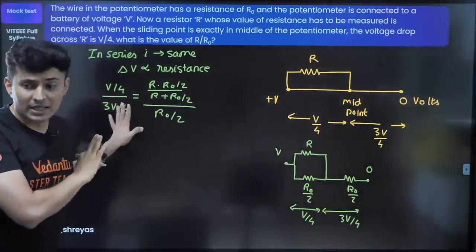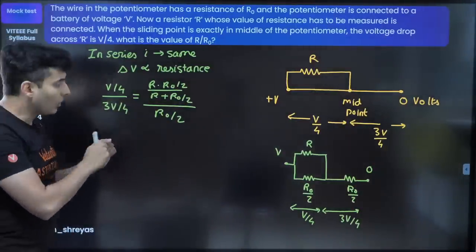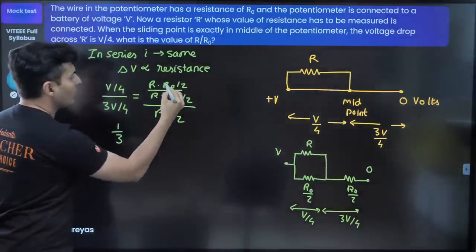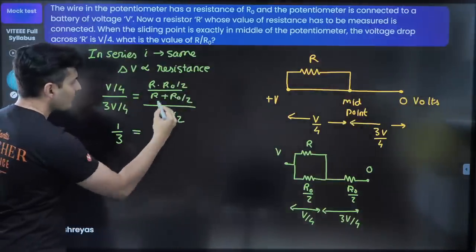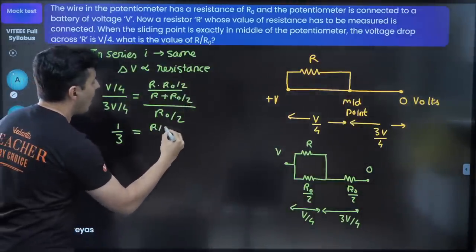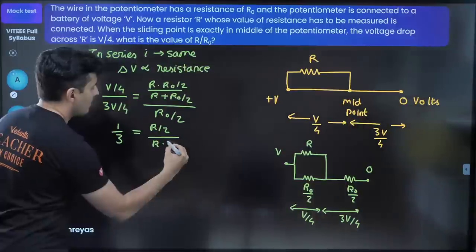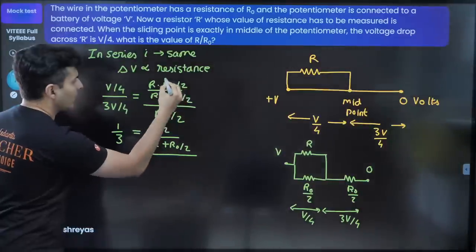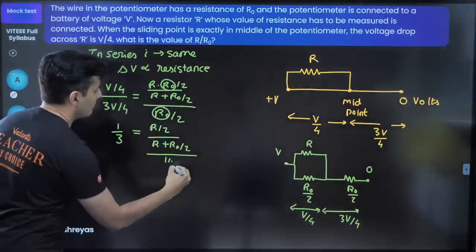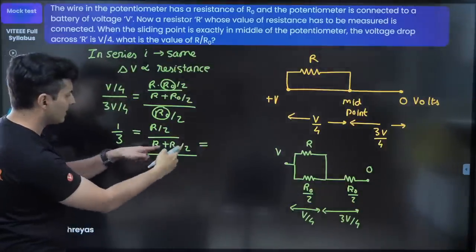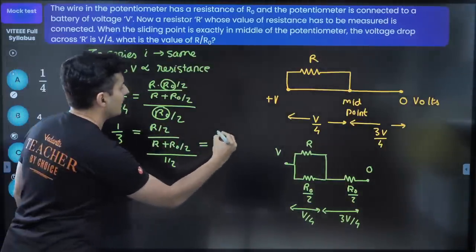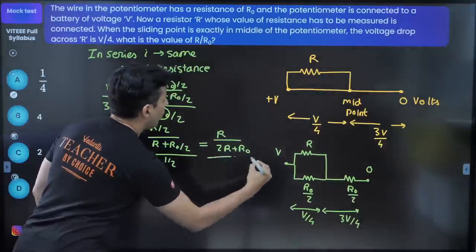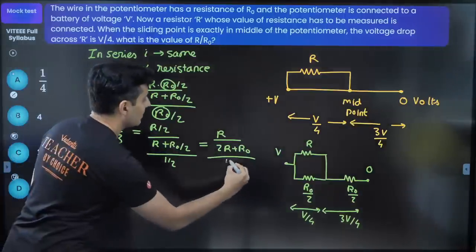So this is slightly lengthy, but it is very simple. Trust me on this. Okay, now 4 cancels, V and V cancel, so you'll get 1 by 3. You can also see R0 cancels. You can write this as R by 2 upon R plus R0 by 2, the whole thing upon R0 by 2. The R0 has cancelled, so it is just 1 by 2. Take the LCM. You can see 2 and 2 will cancel. It will be R upon 2R plus R0, the whole thing divided by half.